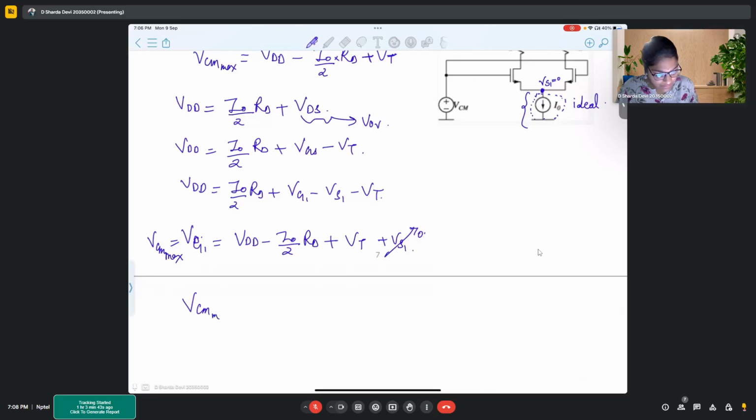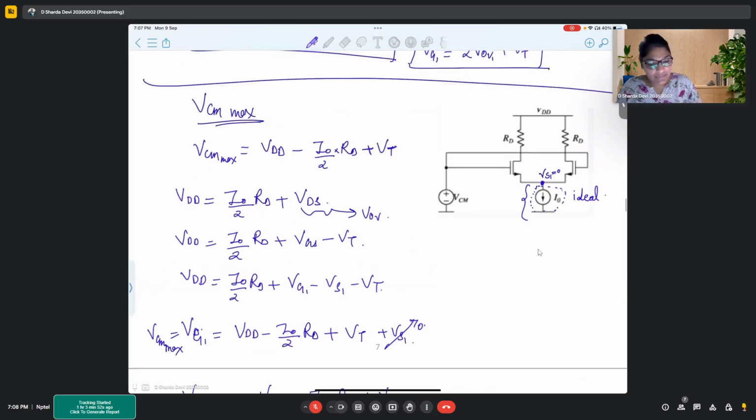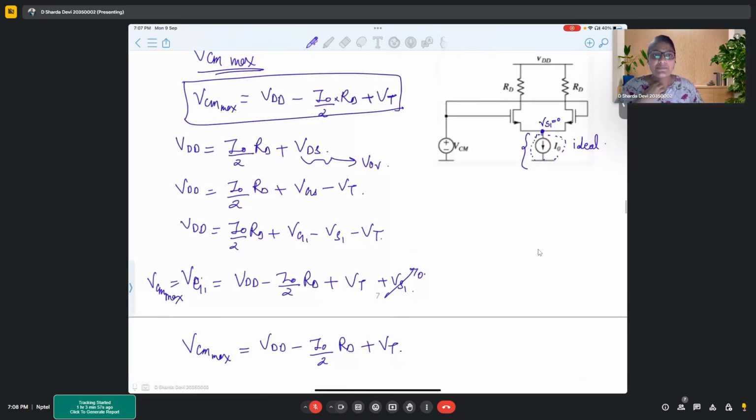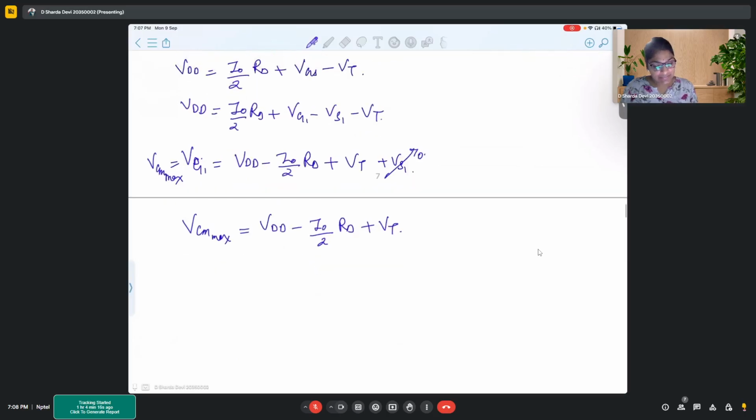So the condition of VCM max comes into picture. That is VDD minus I naught by 2RD plus VT. Is this clear how we came across this formula? It is by using simple KCL, but here we have considered that there is no drop across this current source, no voltage drop across this current source. Depending on that, we get this condition.